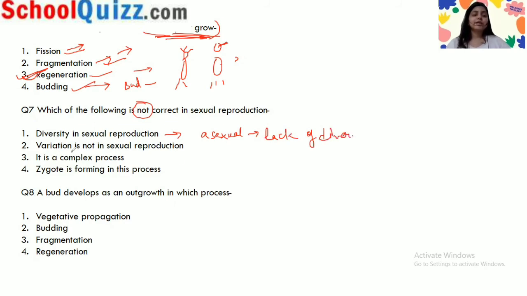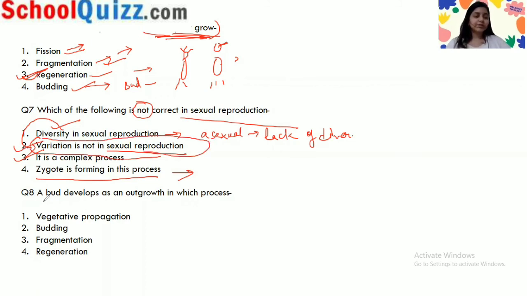Option number two: variation is not in sexual reproduction. So it is not true, because diversity is here and variation is here. Diversity is because of the variation. Option three: it is a complex process. Yes, it is a more complex process than asexual reproduction. Option four: a zygote is formed in this process. Yes, the zygote is formed in this process. So the answer, which is not correct in sexual reproduction, is option number two. Variation is in sexual reproduction.